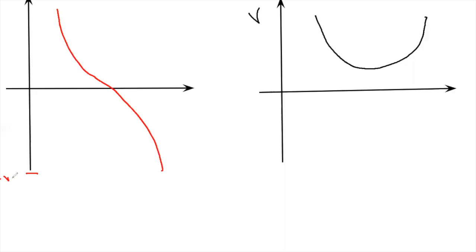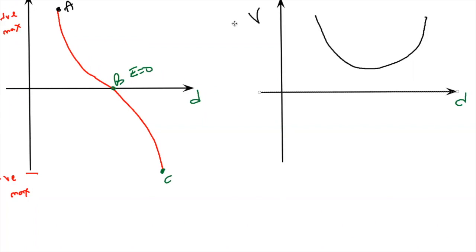This was minus VE max, and this was plus VE max. Let's say this is point A. Let's say this is point B. And let's say this is point C. At point B, electric field is going to be 0. That's pretty obvious. This is E, this is V. And we know that we're going to have 3 different points here as well. Okay, let's say this is point B, this is point C, and this is point A.